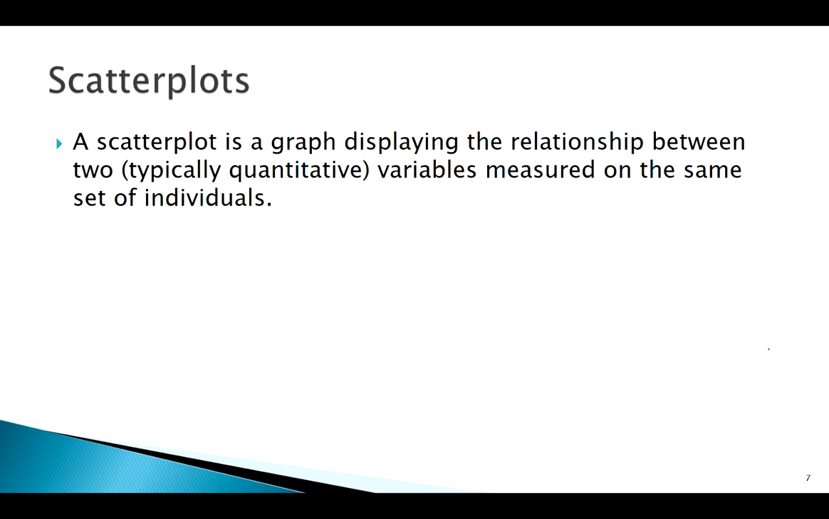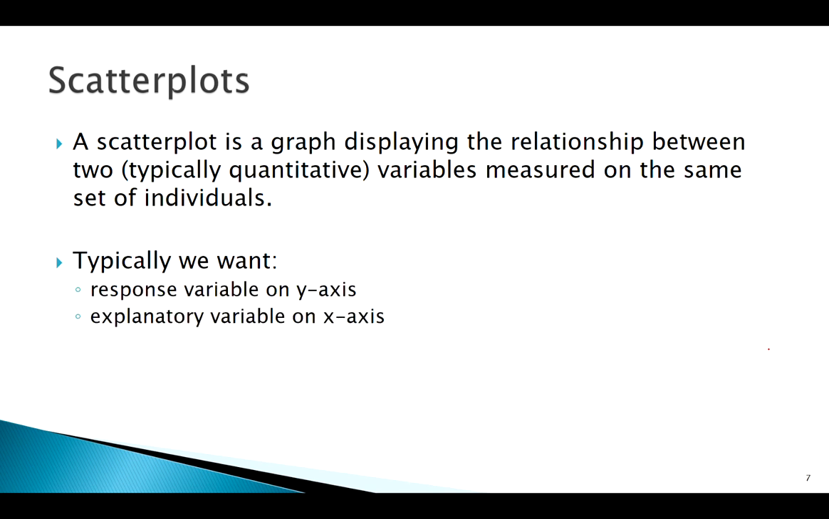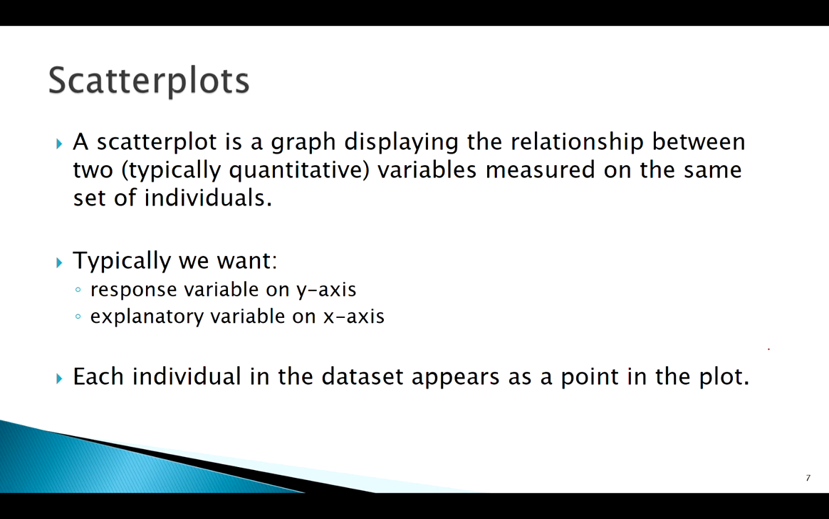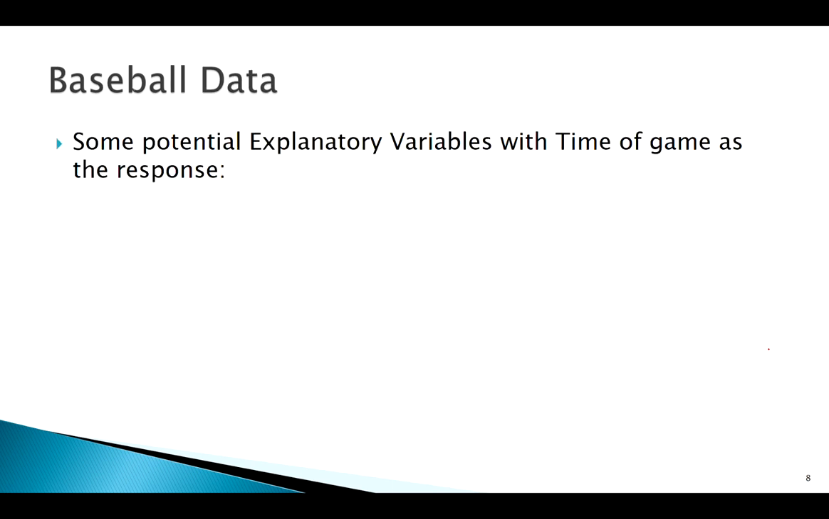The graph that we're going to use to look at two quantitative variables is a scatter plot. You've probably seen a scatter plot before. Usually we put our dependent or response variable on the y-axis, our independent, our explanatory variable on the x-axis. Then we see where the readings from each individual intersect and put a little dot. Then we get a collection of dots and we look to see what kind of pattern we have going on.